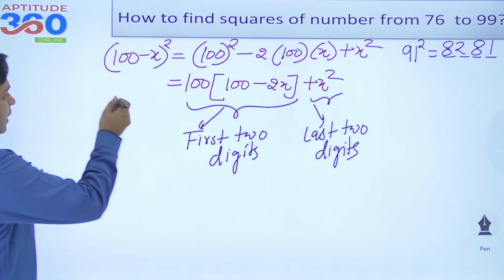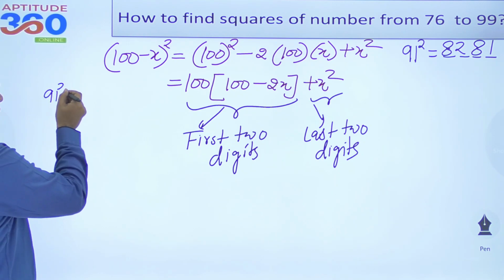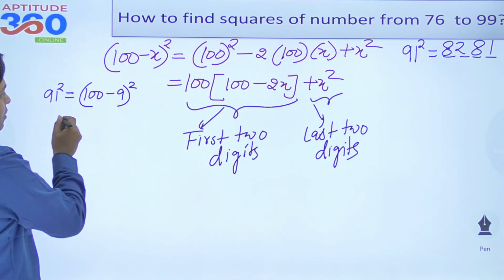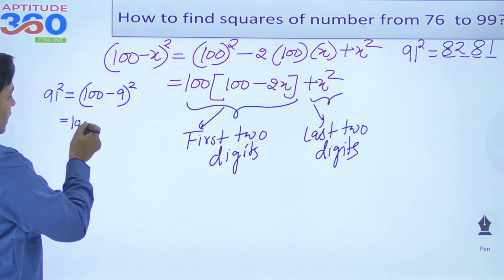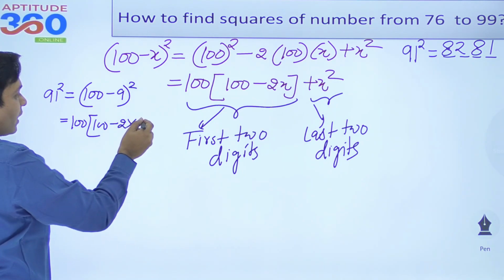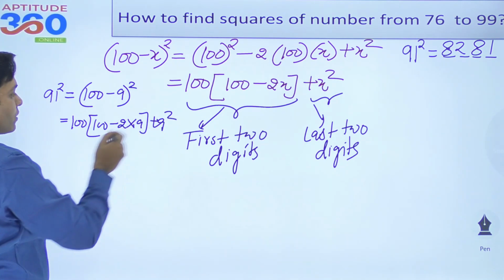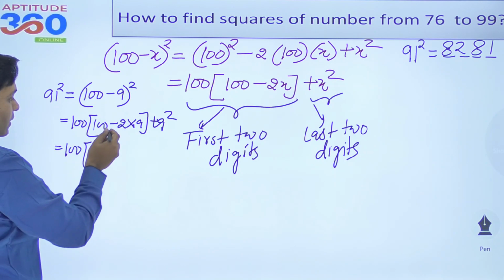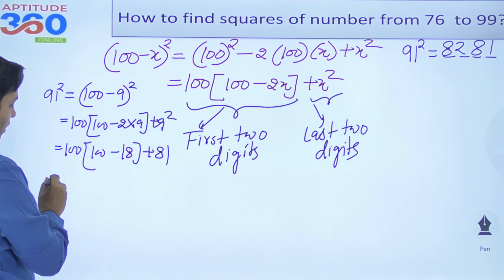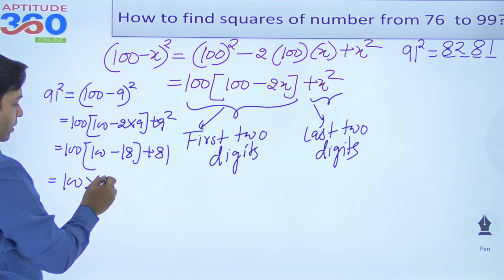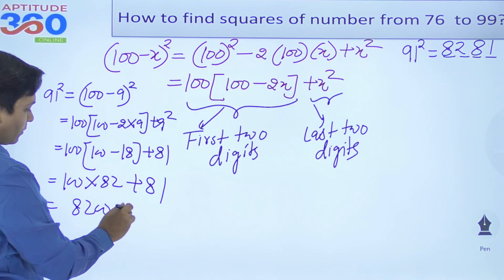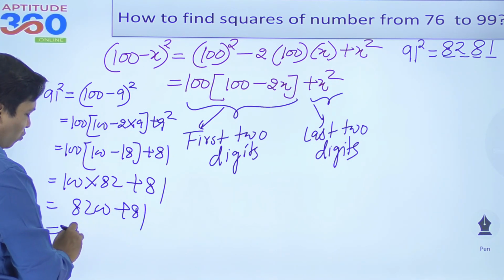I'll try to simplify this. 91 square is 100 minus 9 whole square. So what kind of formula will I be writing here? If I incorporate this, minus 2 times 9 plus 9 square. Do you understand this? So 100 minus 18 plus 81. 100 into this number is 82 plus 18. And if you do that, 8200 plus 81.